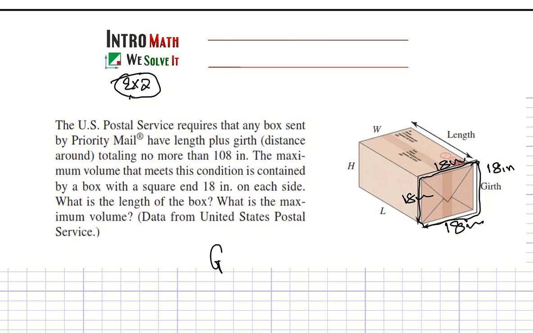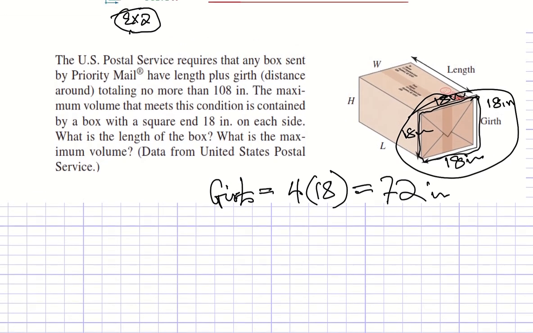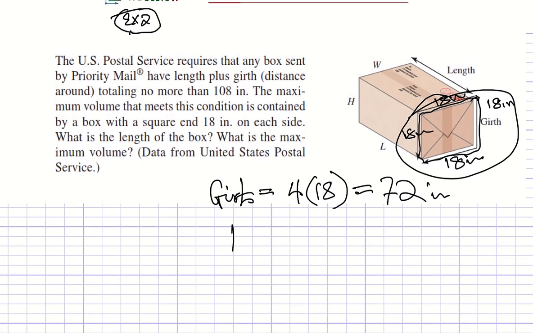So the girth. Let's start with what we know. The girth has four sides. It's a square end. So if you multiply 4 times 18, you get 72 inches. Okay, I don't know what we're gonna do with this. Let's keep going. And then it says length plus girth is what? Maximum 108 inches.